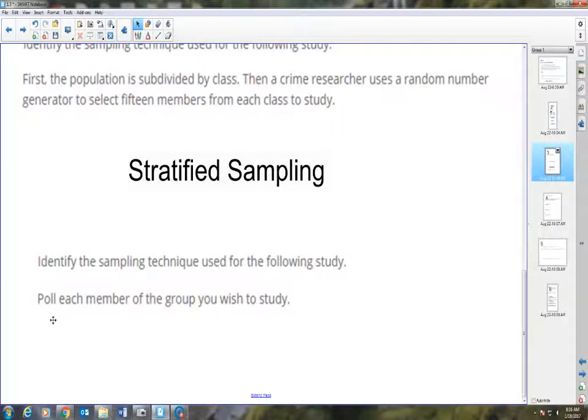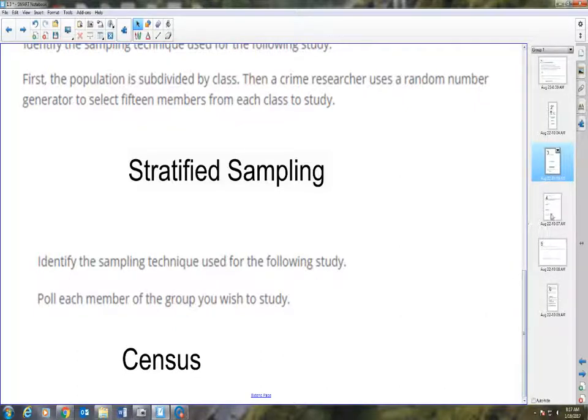Alright. Polling each member of the group you wish to study. So this is asking everybody in the group you wish to study. That would be called a census. That's what the word means. Census is asking everybody in the group you want to study. The population census that we take every 10 years will be polling the entire population of the United States. That's everybody, which they're trying to get.